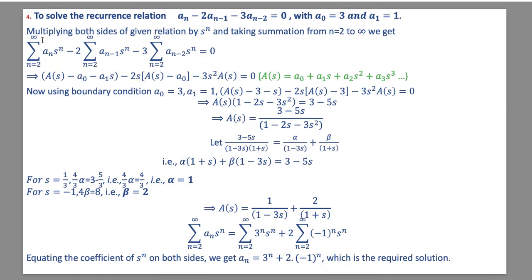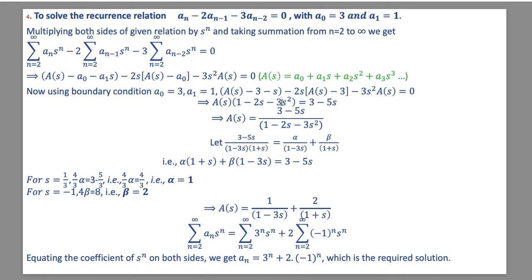Now it is simple to write: this series is equal to As minus a naught minus a1 s. This series is equal to s into As minus a naught, and this series is equal to s square As, and this is minus 2 and this is minus 3 here. Now if we use the boundary condition a naught equal to 3 and a1 equal to 1, then we get As minus 3 minus s, because a1 is 1, then this is minus 2s As minus a naught, a naught is 3, then minus 3 s square As equal to 0. If we take As common, here it is 1, here it is minus 2s, here it is minus 3s square.